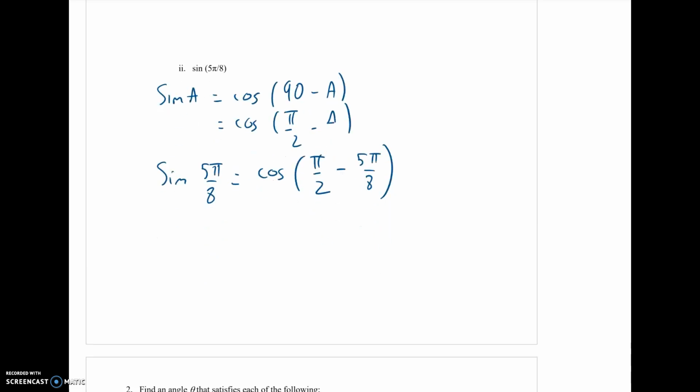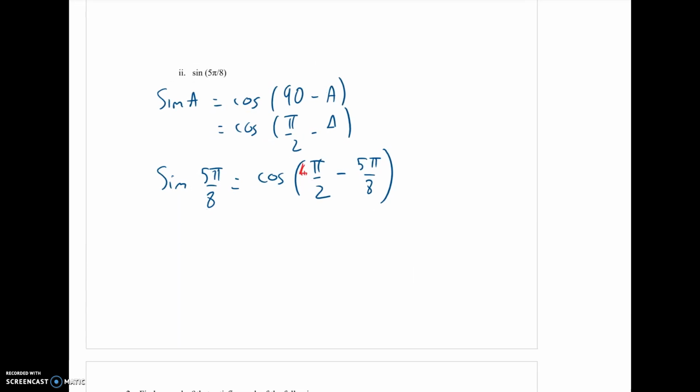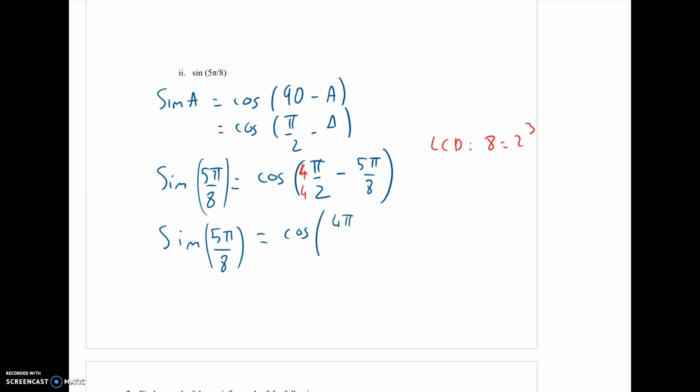And I need to multiply by 4 top and bottom to have the same denominator, the LCD. I would like to remind you that in that case the LCD is 8, which means 2 cubed. So I end up with sine of 5 pi over 8 equals cosine of 4 pi over 8 minus 5 pi over 8, which is cosine of negative pi over 8.